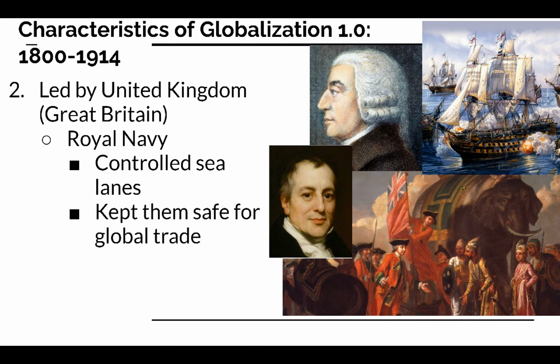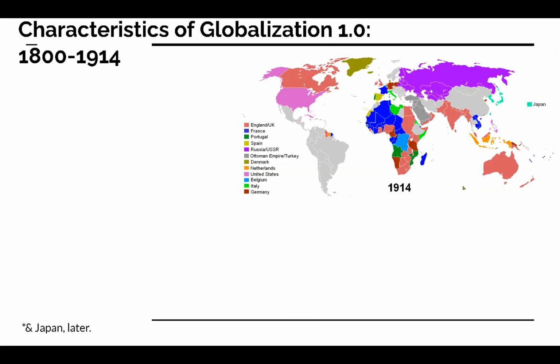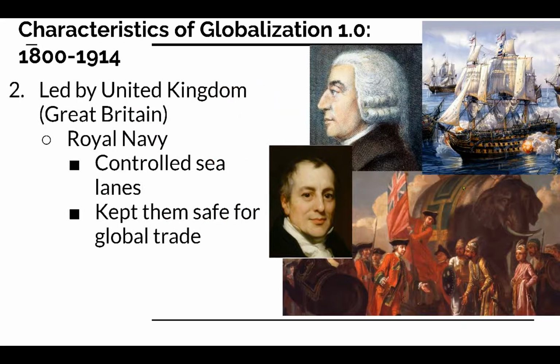And the Brits did this for their own good, but for everybody else, there was a benefit. This allowed ships from countries all over the world to travel in relative safety and trade things with other countries. This is very much what the U.S. Navy does today. Again, we don't do it just out of the goodness of our hearts. It's often referred to as enlightened self-interest. It's good for us, but it's good for other people too. And this was kind of the same idea with the Royal Navy.